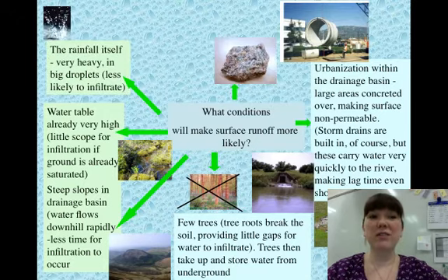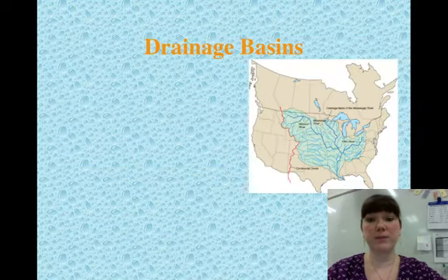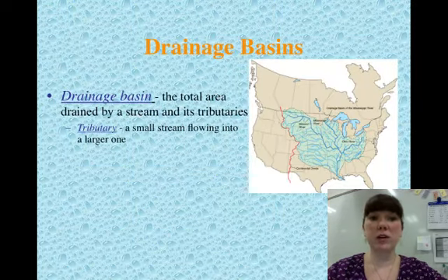Very heavy rainfall will make surface runoff more likely, and also when you have non-permeable rock within a drainage basin. So if the water can't infiltrate the ground, it's going to run off the surface. So let's take a look at some drainage basins.